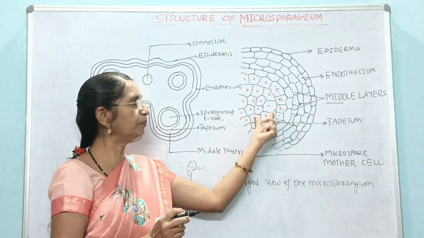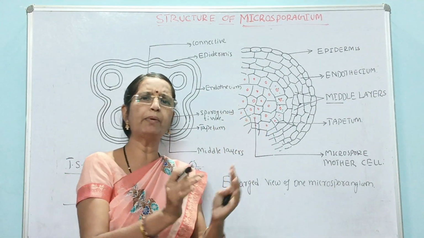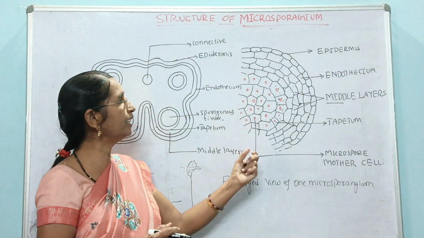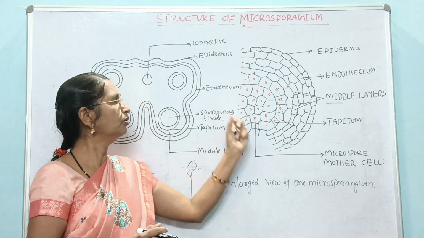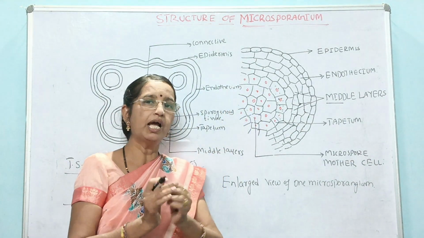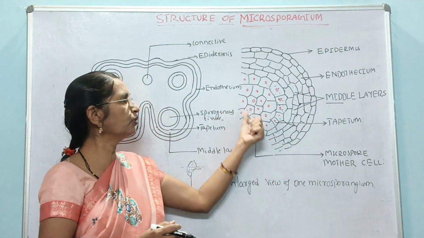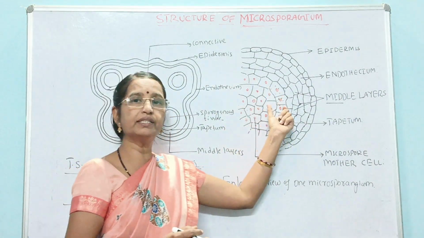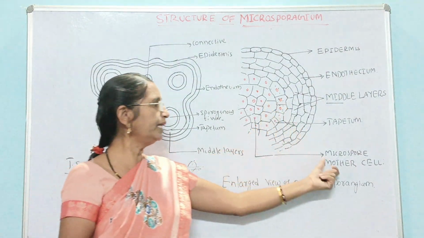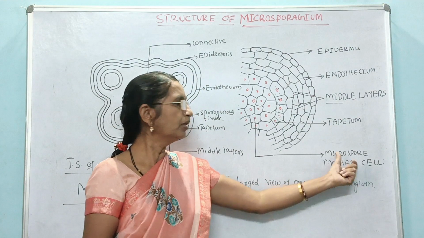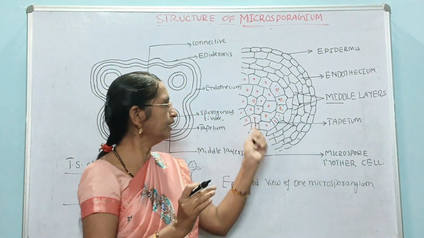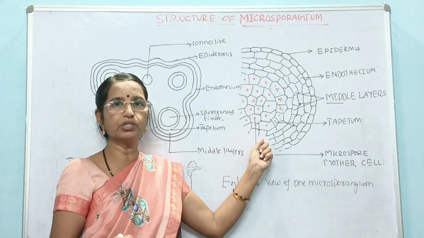Firstly, how do they appear? They appear very compact. As you can see, there are no intercellular spaces. They are very compactly arranged. The mass of sporogenous tissue undergoes mitotic division and forms a large number of sporogenous tissue. Further, they undergo meiosis and produce a large number of microspore mother cells. So here mitosis leads to meiosis later on.